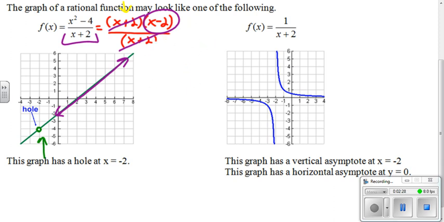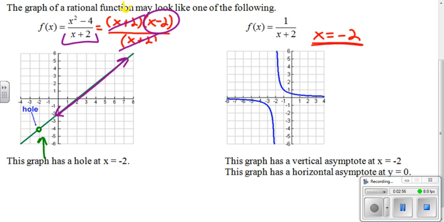So let's see how this rational function looks. We have f of x equals 1 over x plus 2. Now in this case we can't take out any factors. But again, we don't want the denominator equal to 0. That would happen at x equals negative 2. Negative 2 plus 2 would be 0. We'd have 1 over 0. That would be undefined. So we can't let x equal negative 2.